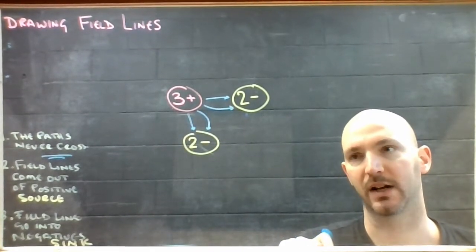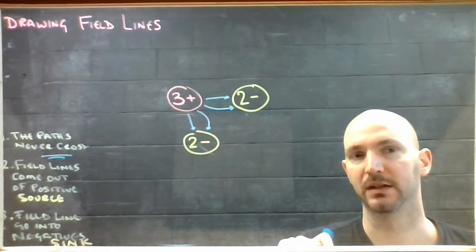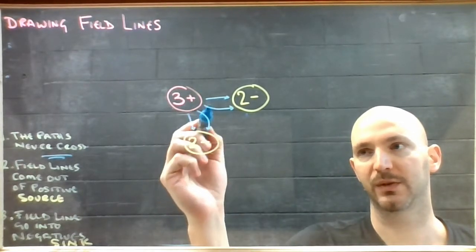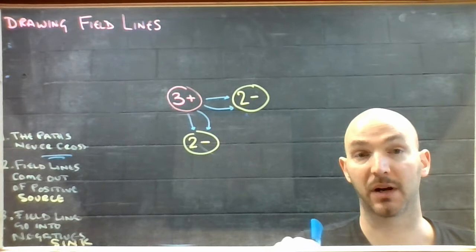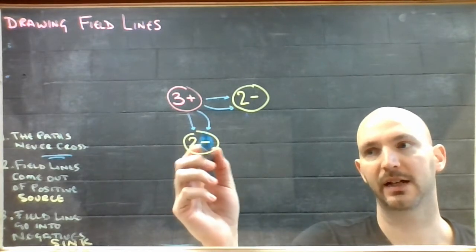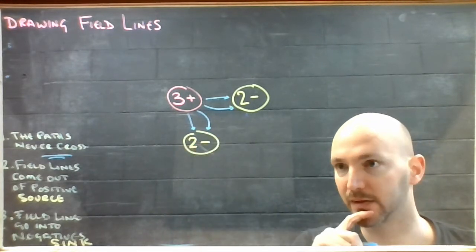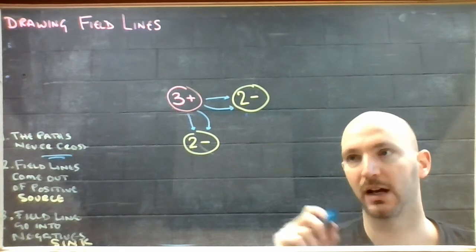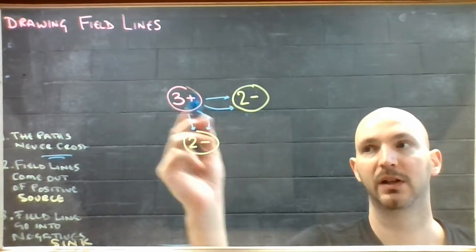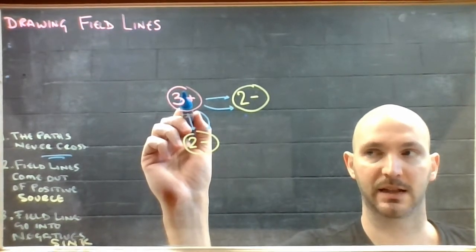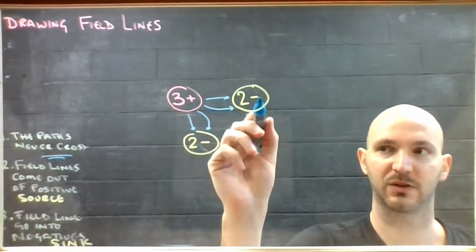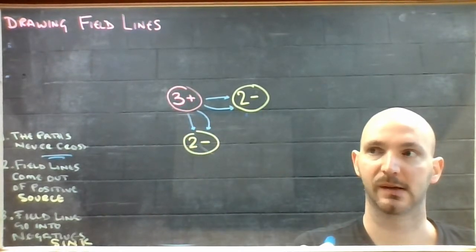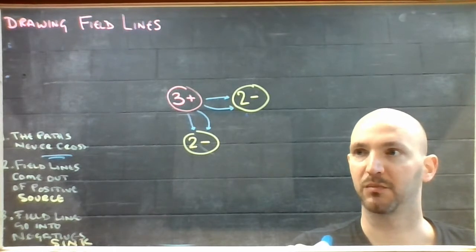Now you see I've created a teeny tiny problem here. I have 1, 2, 3, 4 lines coming out of the positive 3, and I only have 4 lines going into my negatives, but that's not enough. I'm supposed to have 3 coming out of this, 2 coming out of this, 2 coming out of that in multiples. So how am I gonna pull that off?